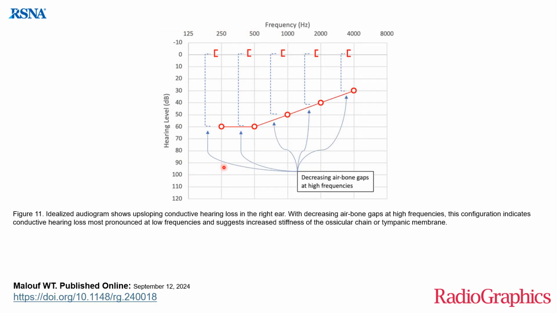This is a picture of an audiogram that demonstrates an upsloping type conductive hearing loss in the right ear, and there is a decreasing air-bone gap at the higher frequencies. So this type of pattern would suggest there is some stiffness in the ossicular chain or some stiffness within the tympanic membrane.